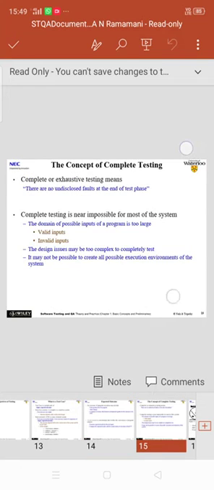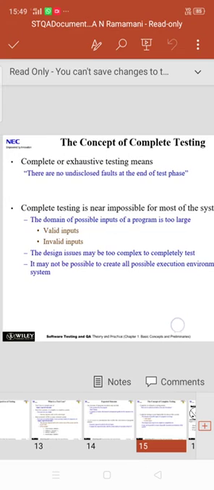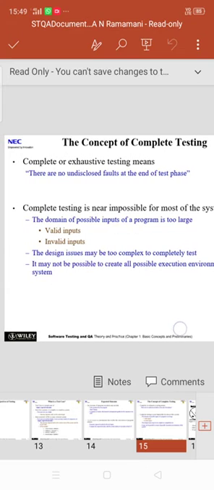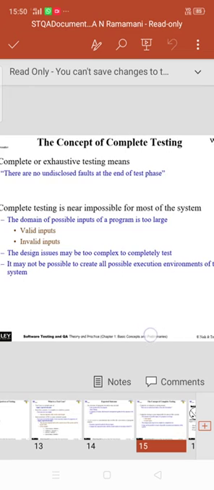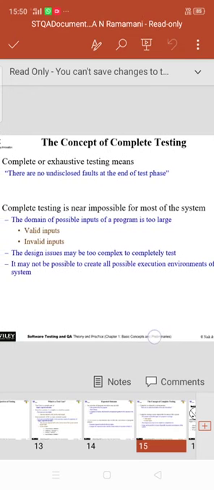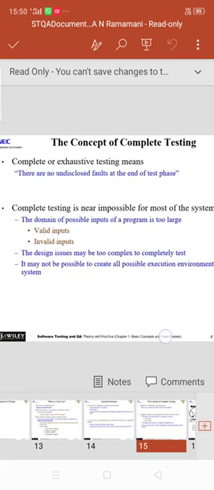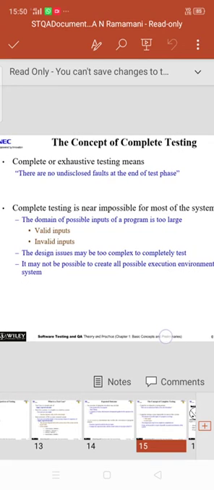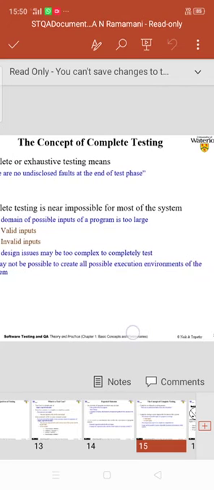The concept of complete testing or exhaustive testing means there are no undisclosed faults at the end of the test phase. There are no errors, and every phase or every error will be checked out. Complete testing is near impossible for most systems. The domain of possible inputs of a program is too large. Valid inputs and invalid inputs we can categorize. The design issues may be too complex to completely test. It may not be possible to create all possible execution environments of the system.